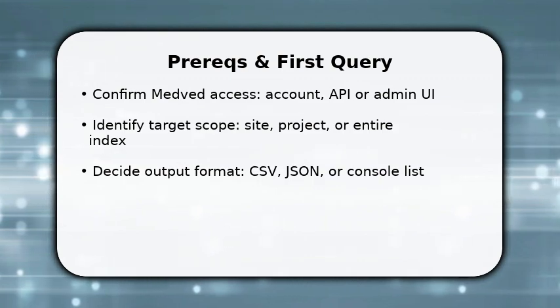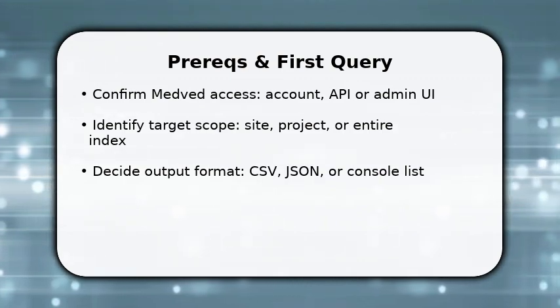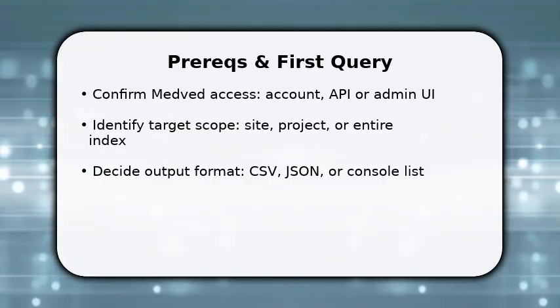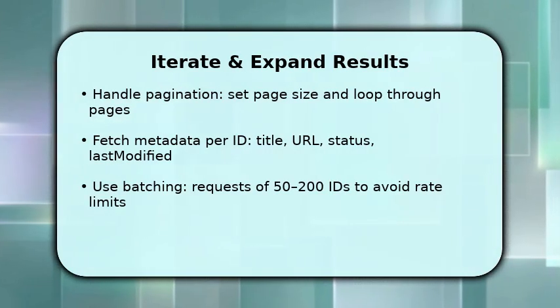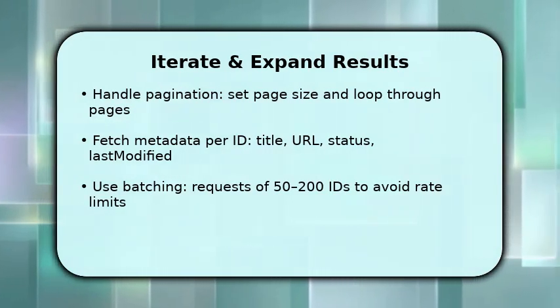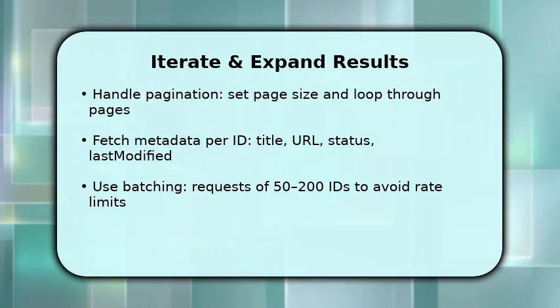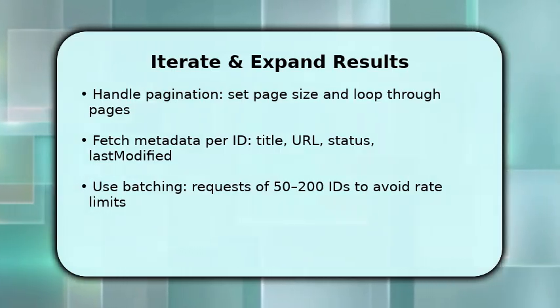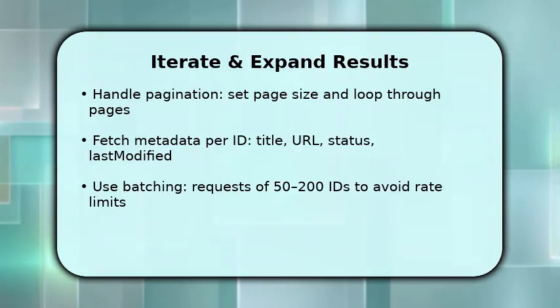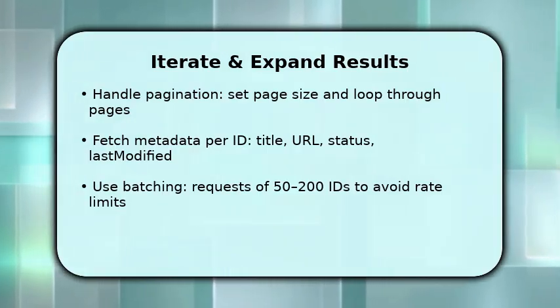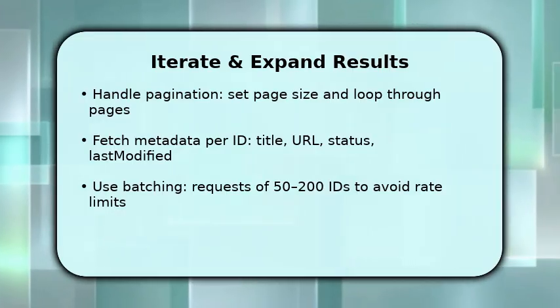With the ID list, iterate through pages or API cursors to expand each entry. Batch requests to fetch metadata like title, URL, publish status, and last modified. This gives context and helps filter duplicates. If Medved supports search filters, apply ones for status or date to reduce noise.